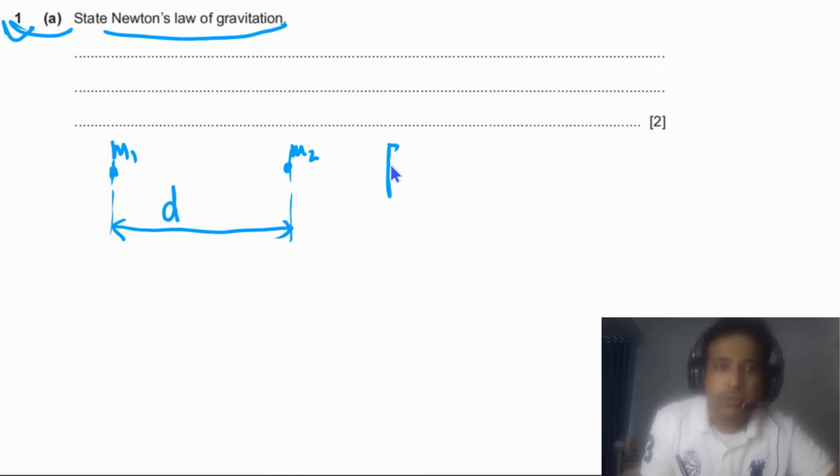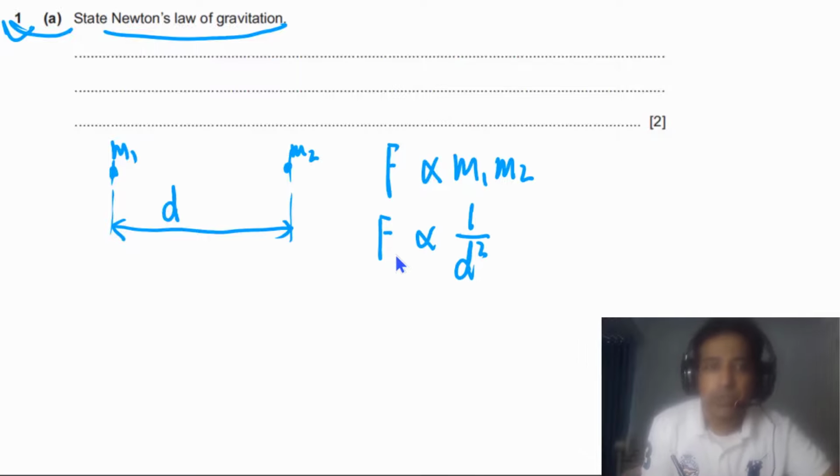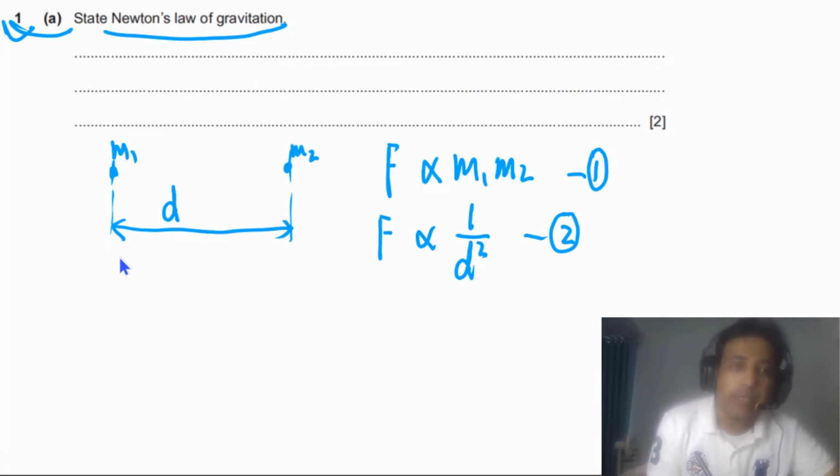In this case, simply we can say the gravitational force between these two masses will be directly proportional to the product of these two masses, and the gravitational force will be inversely proportional to D squared, or we can say F is proportional to 1 over D squared. So we have one point here, you have to mention, and the second one is this point. But the third point, most of the time students don't mention.